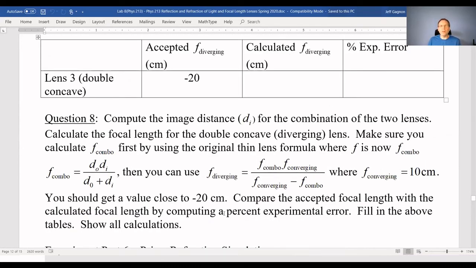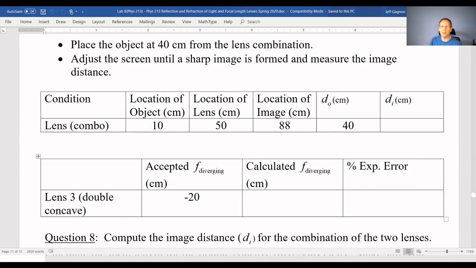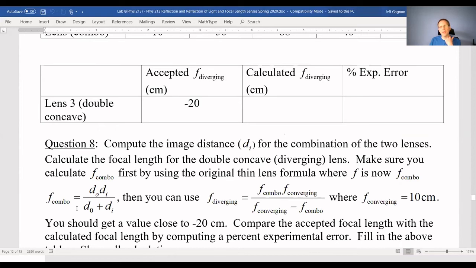And then what you want to do first is make sure you compute F combo. This is the focal length for the combination of those two lenses. Because remember, now that the image is a real image on the right-hand side, there's going to be some focal length for that combination of the two lenses. To do that, you just use the usual thin lens formula: DO times DI, object distance times image distance, divided by object distance plus image distance. And you have that information here. So compute F combo first.